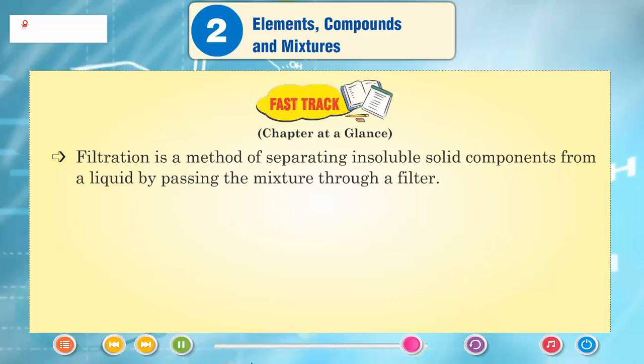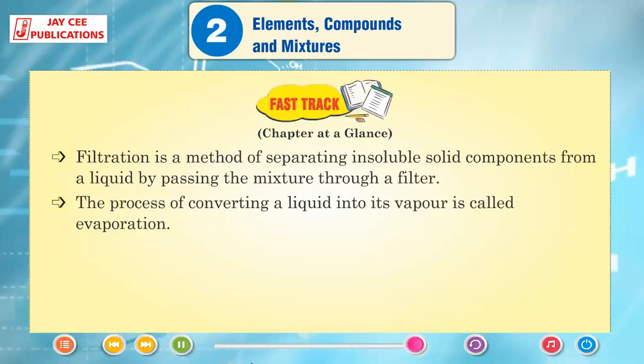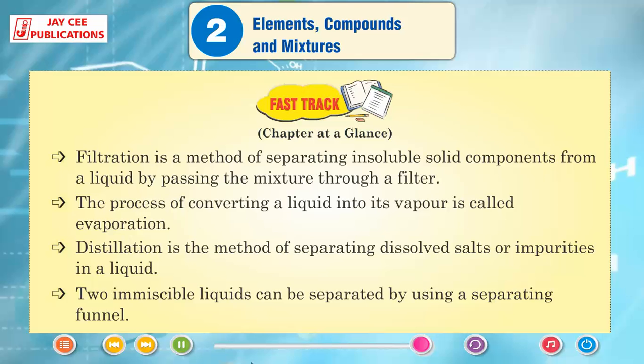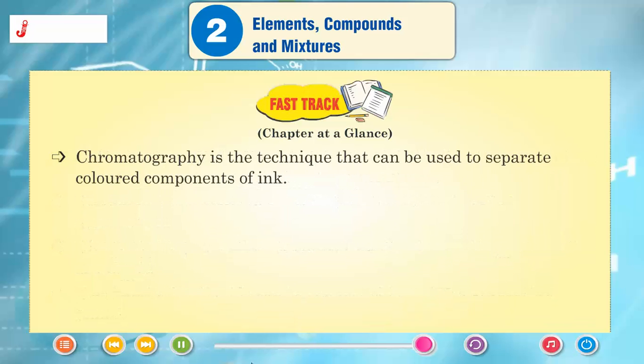Filtration is a method of separating insoluble solid components from a liquid by passing the mixture through a filter. The process of converting a liquid into its vapor is called evaporation. Distillation is the method of separating dissolved salts or impurities in a liquid. Two immiscible liquids can be separated by using a separating funnel. Chromatography is the technique that can be used to separate colored components of ink.